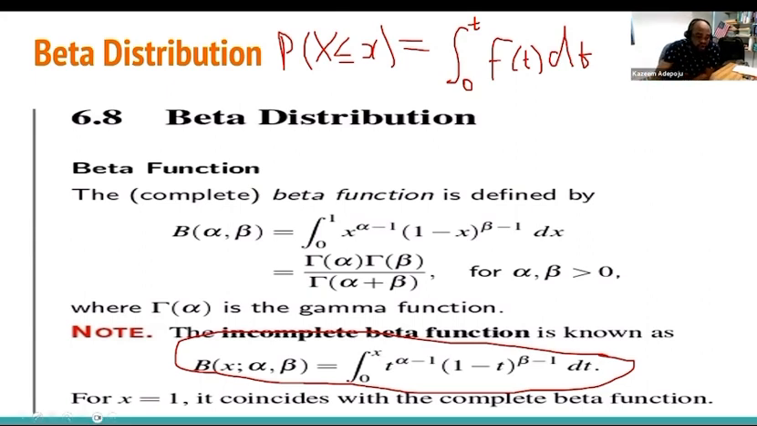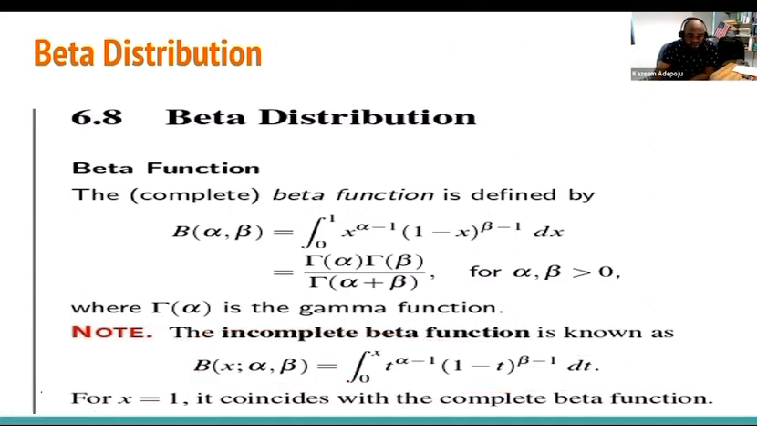Okay, so I'm going to erase that. It's just like what I said. When x equals 1, it will coincide with the complete beta function. Like I said, I expect my x here to be less than 1. When x is less than 1, it's actually going to be incomplete.